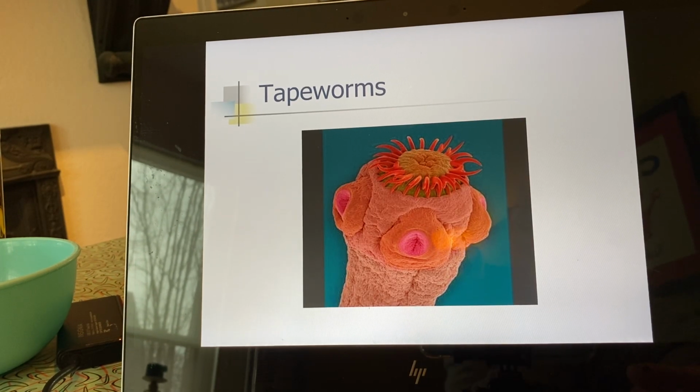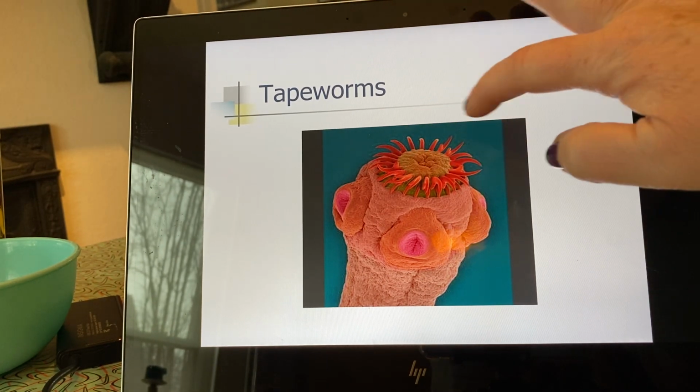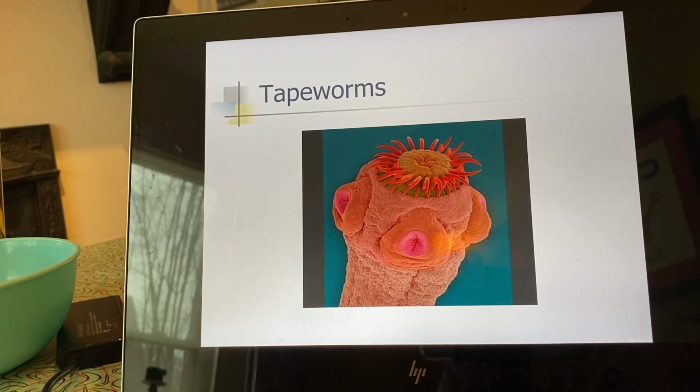So here is what I was talking about, the head of the tapeworm. So pretty nasty, and it can embed with these little hooks up here. That's what embeds into the wall of the intestine.